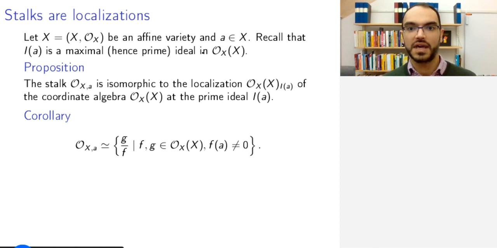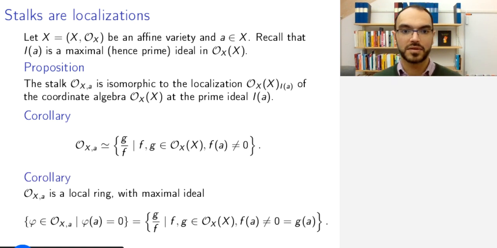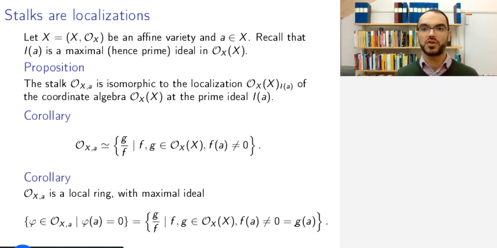And so since we have localized with respect to a prime ideal, this should be a local ring. And it is indeed a local ring, and the maximal ideal is the set of all functions vanishing at this point, described in this way: the set of quotients g divided by f, where f(A) is not 0, but g(A) is. And this motivates the name of local ring.